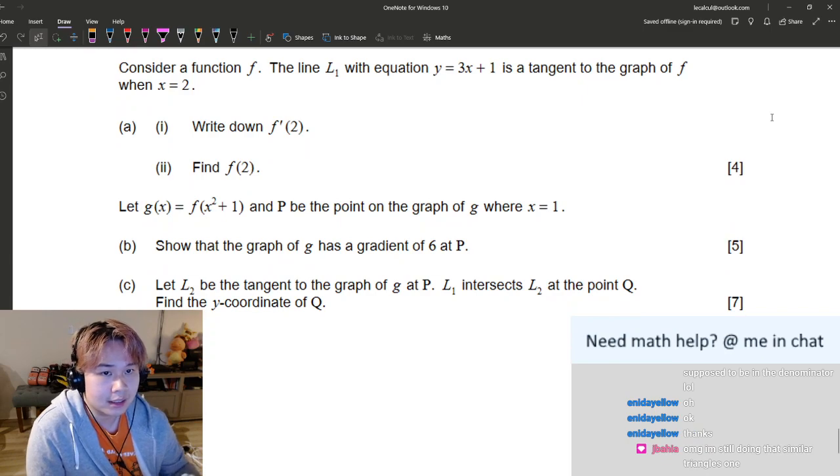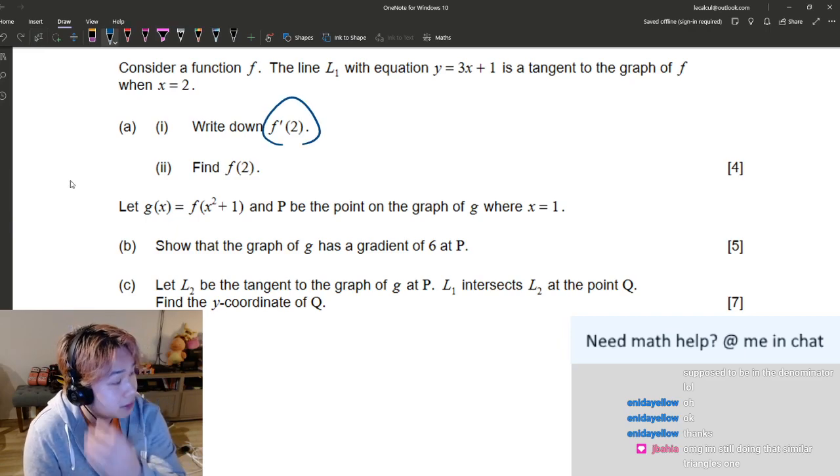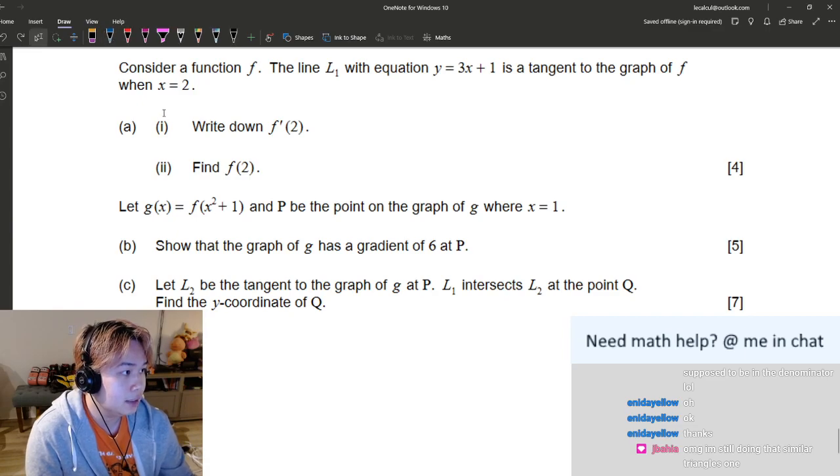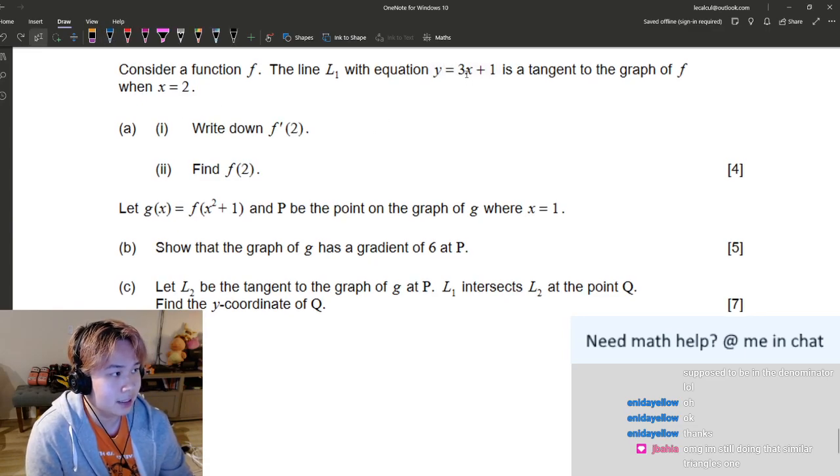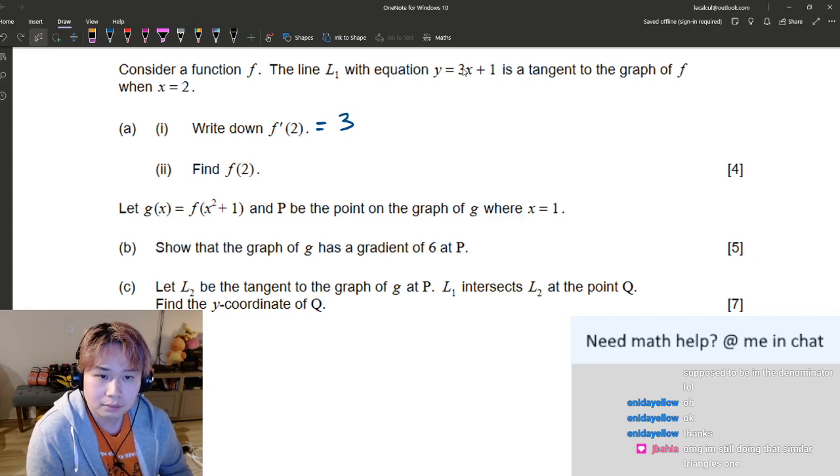Okay, we have a function, and then the line, a line, has this equation, and we know that it's tangent to the graph at 2. So write down the derivative at 2. So this is the slope of the tangent line at the x value 2, and luckily we already know the equation of the tangent line, so this is the slope of the tangent line. So this is just 3. Now find f at 2. So this is the value of the function at 2.